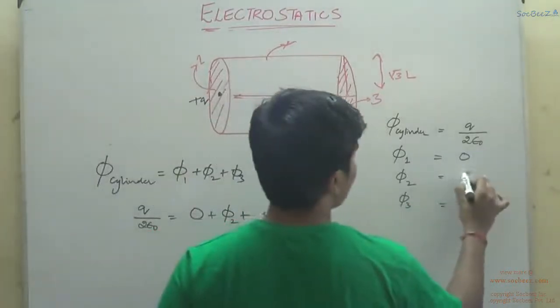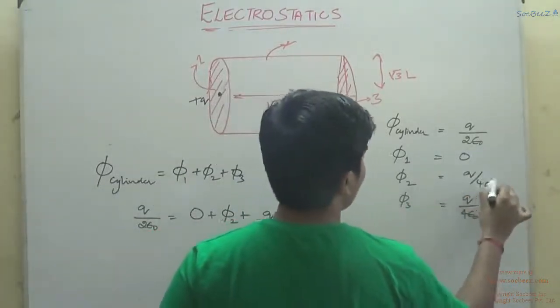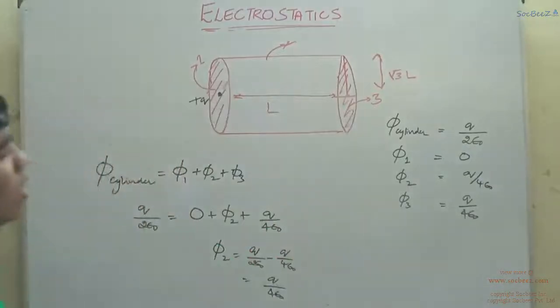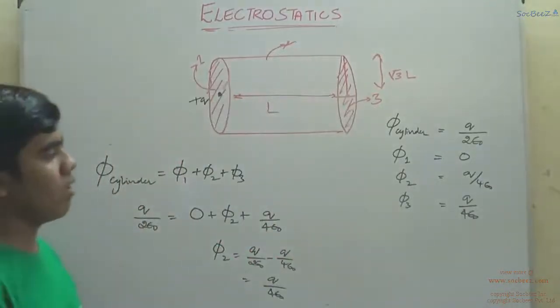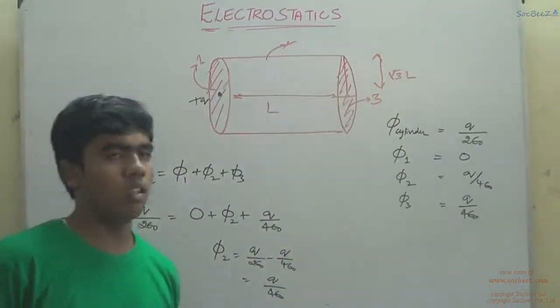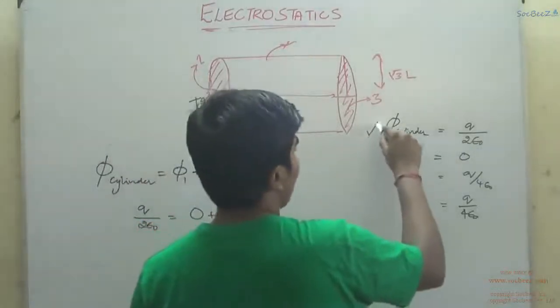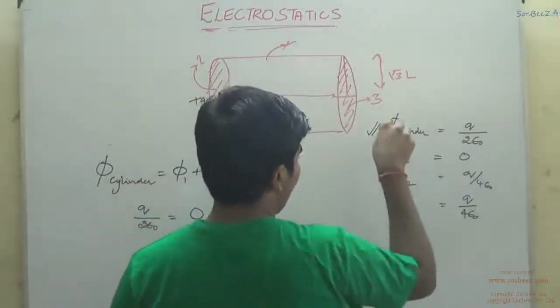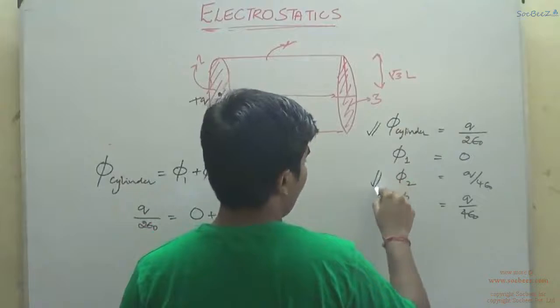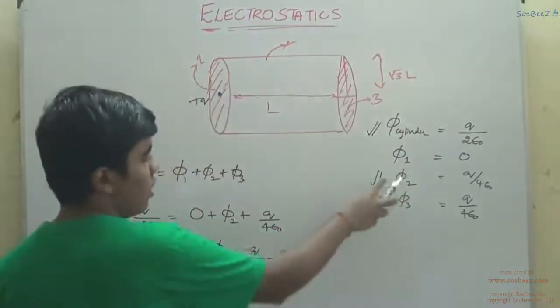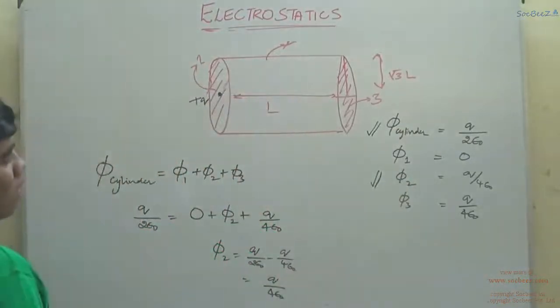Thus, it turns out to be q by 4 epsilon naught. Just imagine, had we not had the Gauss law, it would have been very difficult to find out this flux. And if we don't know this thing, we would not have been able to find this flux. Thus, Gauss law helps us a lot.